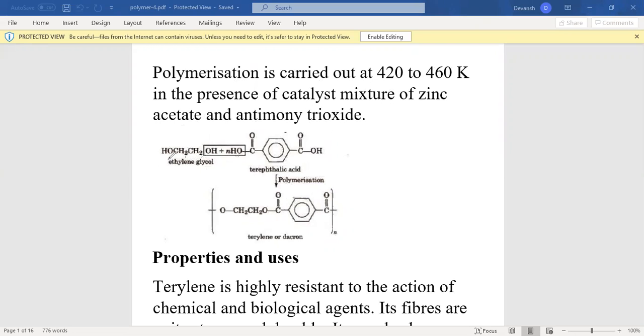Now you see here, this is ethylene glycol. You know it very well that n unit of ethylene glycol we will take, and glycol contains two OH group. One OH group is this side and one OH group in another side. Now this is terephthalic acid. Terephthalic acid means two COOH groups on their para positions to each other.